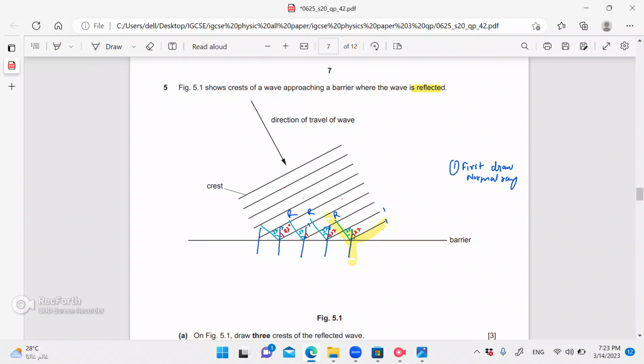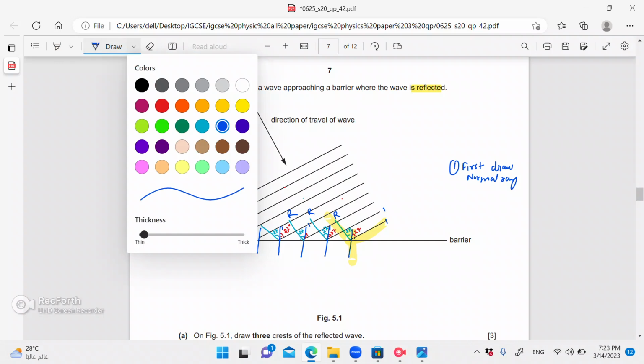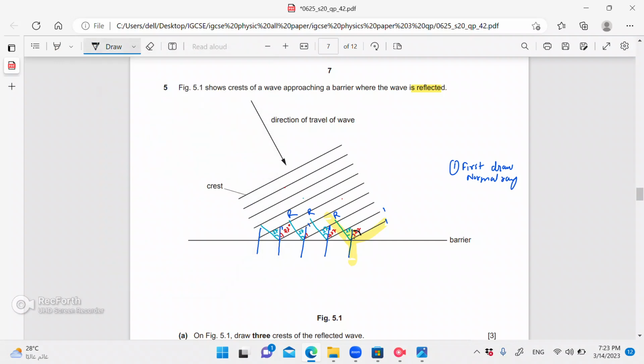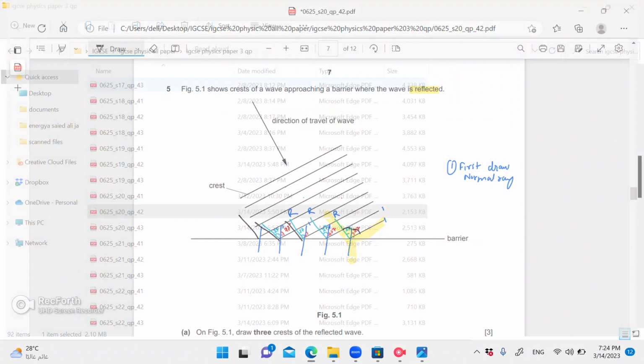And this angle and this angle should be the same. This angle and this angle should be the same. Okay? As you know, in reflection, the angle of incidence is equal to the angle of reflection. Okay, so you draw the reflected ray of all the waves. This wave, this, or this.